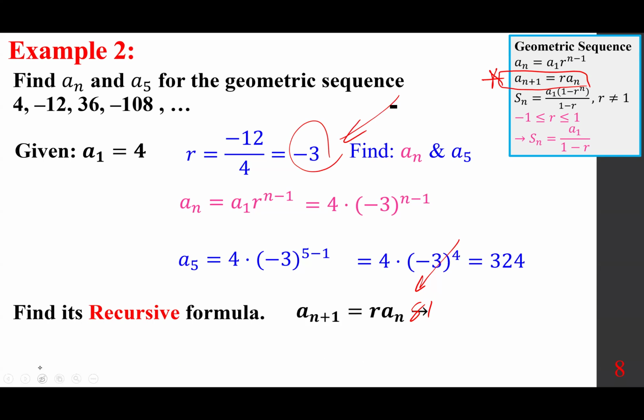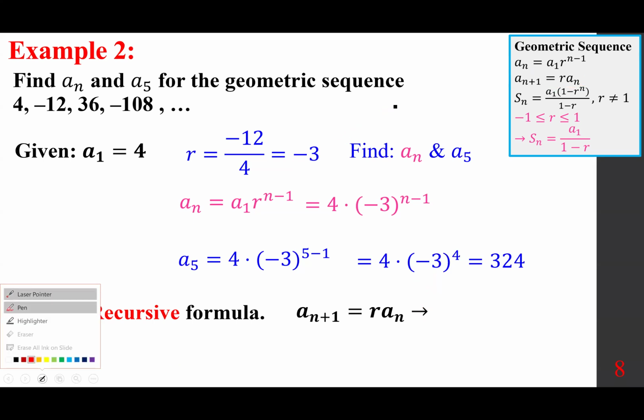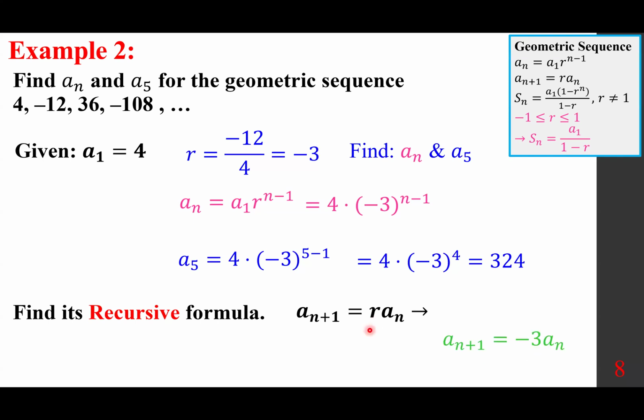So let me erase my word. A sub n plus 1 is negative 3 times a sub n. Which means if you want a term, pick the previous one multiplied by negative 3. That's exactly what it says here.